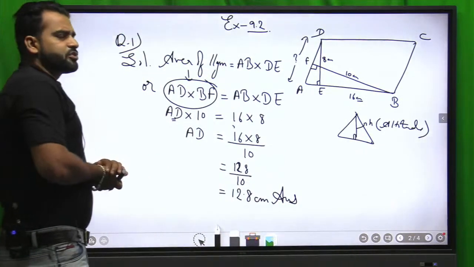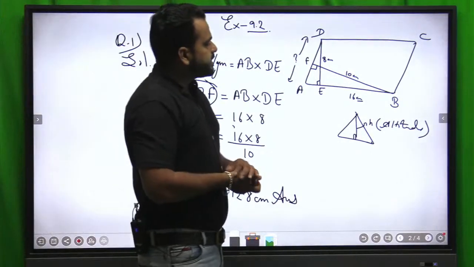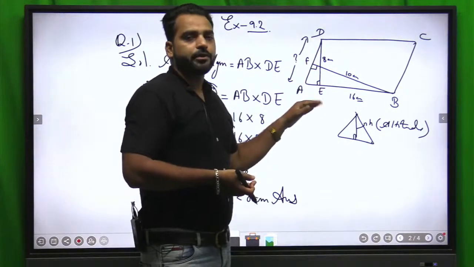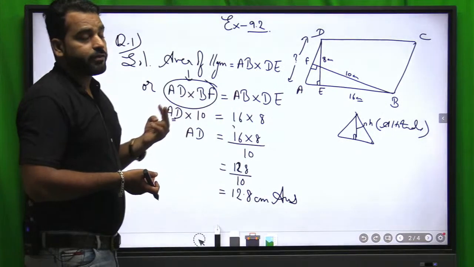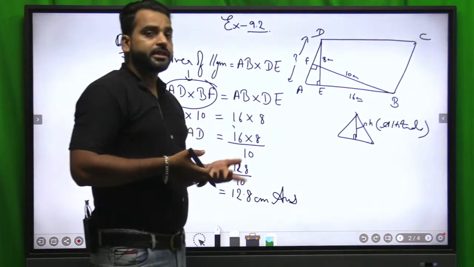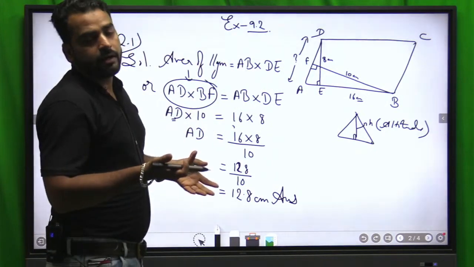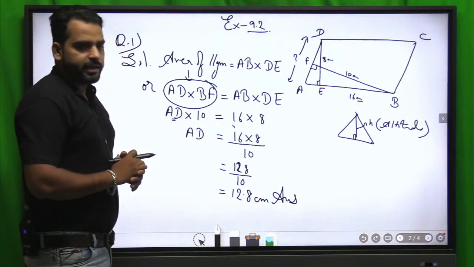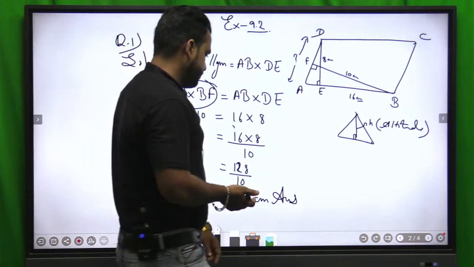Isn't this question very simple? In this case they have given the base and the perpendicular, the two pairs, base and perpendicular. Three things are given, so you have to find the fourth one by transposing it. Alright, shall we move on?